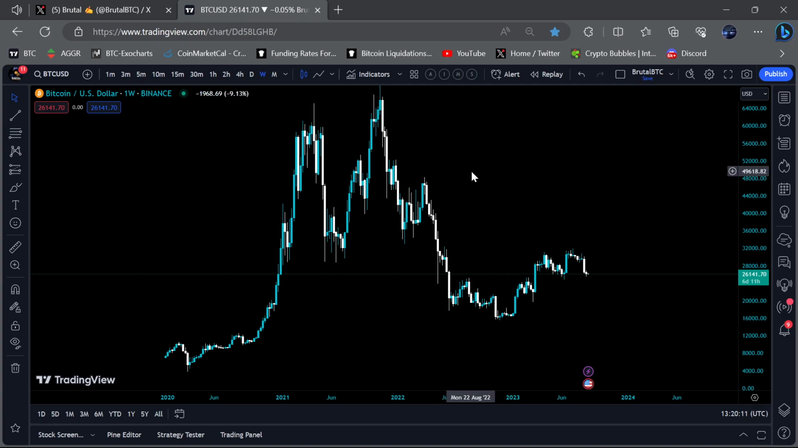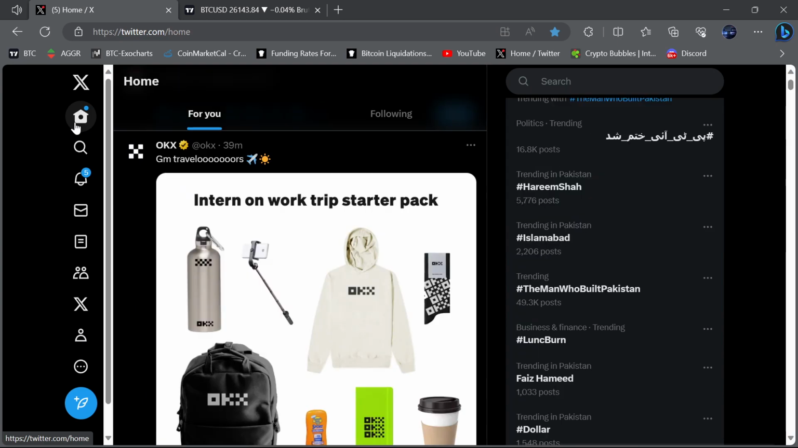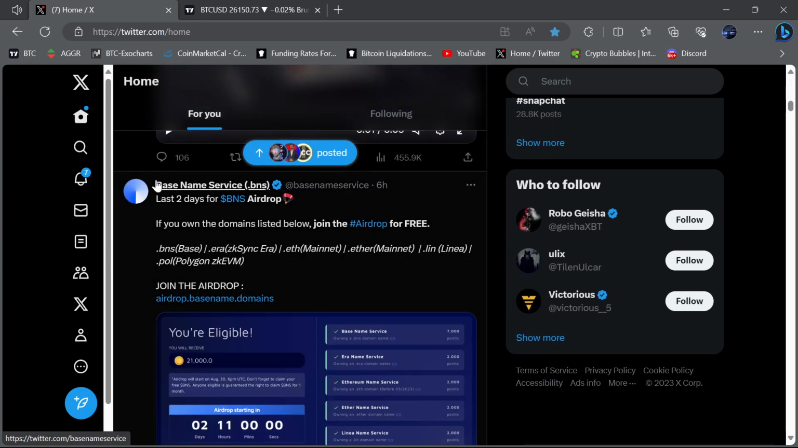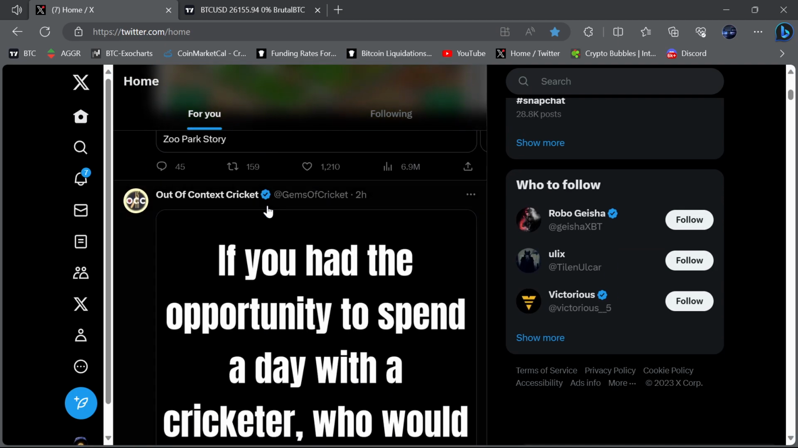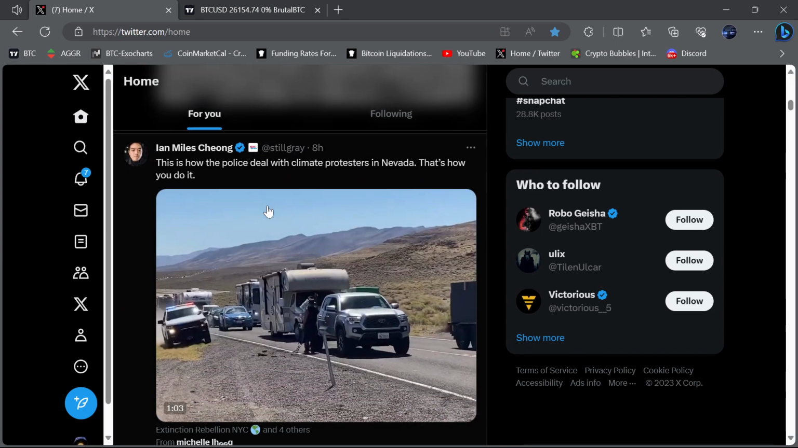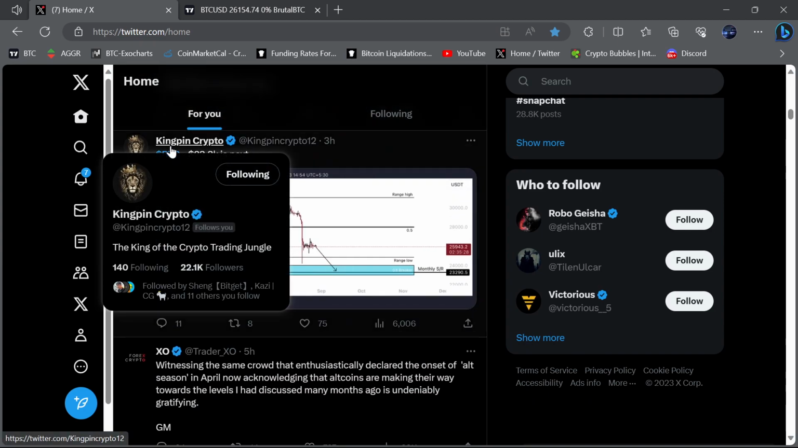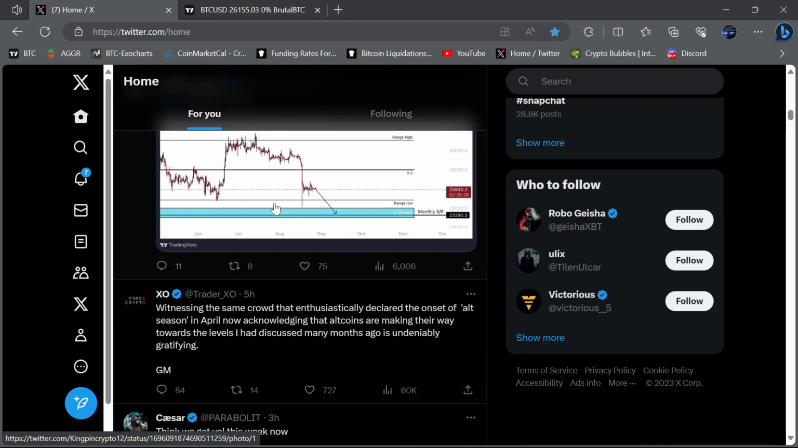Now moving on to next, you have sentiment analysis. Sentiment analysis basically means, this is my Twitter. I'll go on to my home. We look out for some people showing Bitcoin ideas, for example, Kingpin Crypto, a very good trader. He is basically saying that Bitcoin is going down, right? One point.